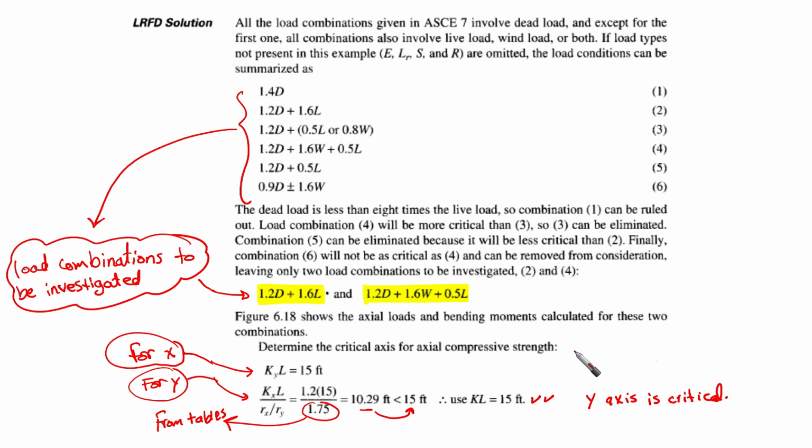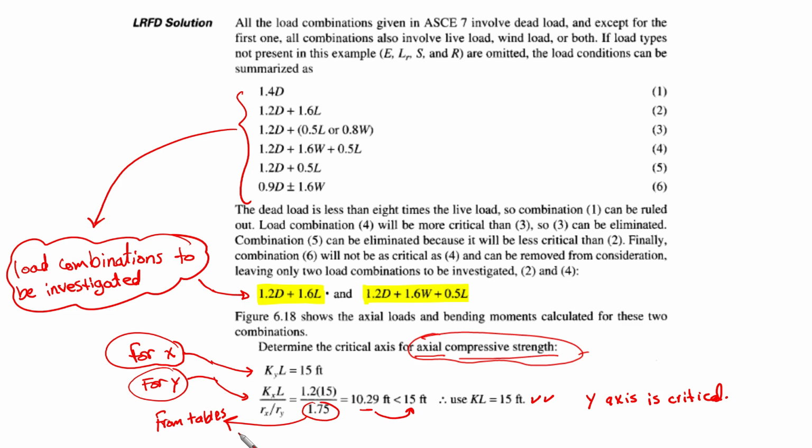Okay, now let's go back again. First of all, we need to determine the critical axis for axial compressive strength. This is important. Axial compressive strength is always in the interaction equation. You can visit the previous video to see this. We need to know what interaction equation we are going to use. It is given for us.